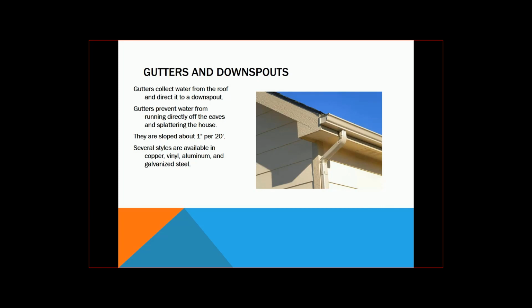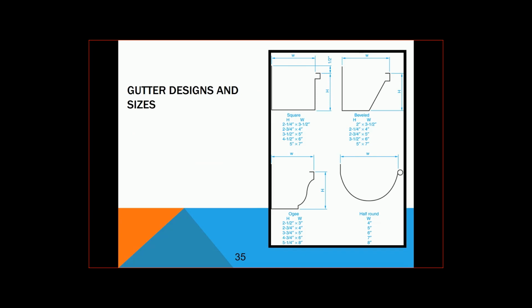They're sloped about 1 inch per 20 feet, so it's not real noticeable, but they do have to slope. They come in copper, vinyl, aluminum, galvanized steel, and like I said, you can get them in all different sorts of colors. Again, they come in different shapes and sizes. Typically, whoever you buy your siding from or your soffit and fascia materials, they carry the gutter also.